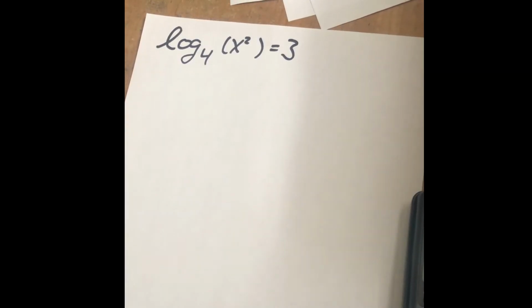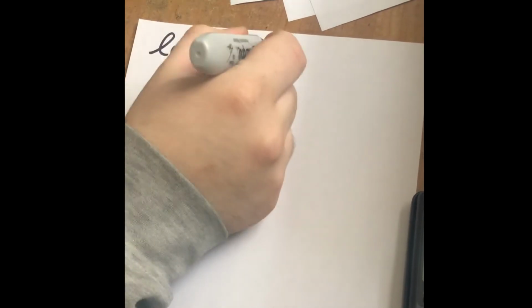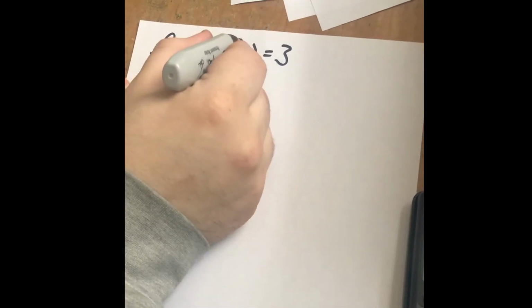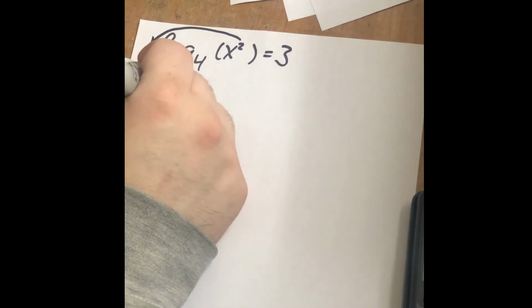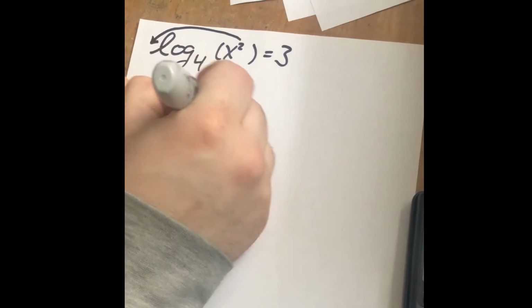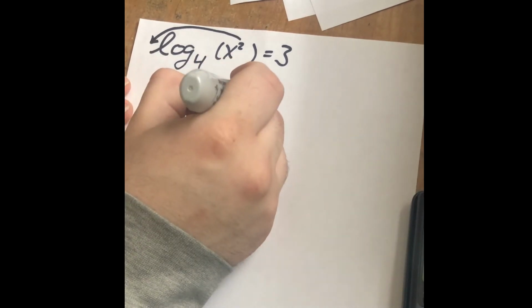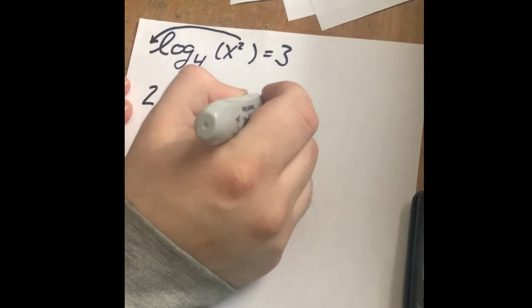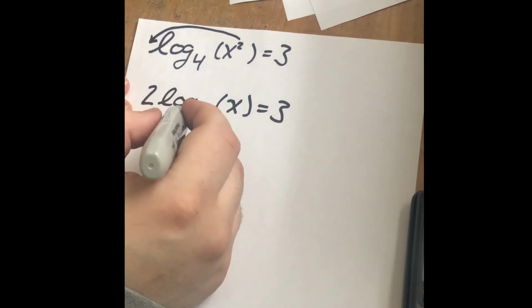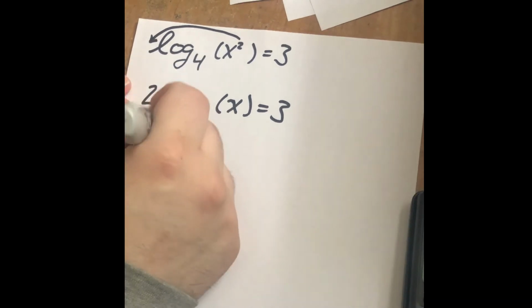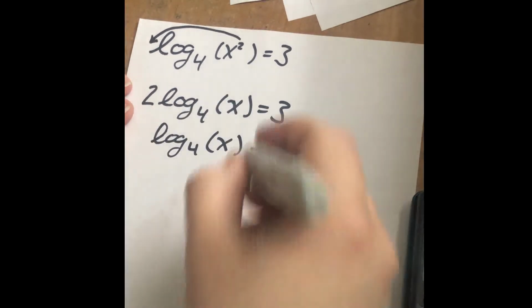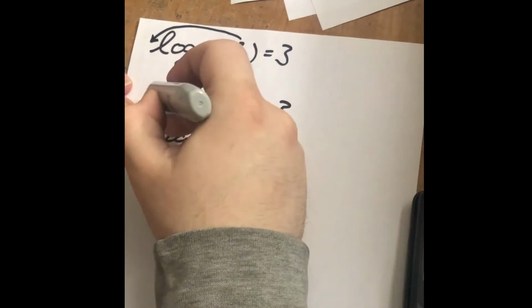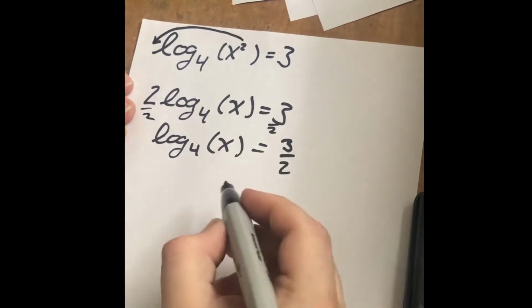The next example I'm going to look at is log base 4 of 2x squared is equal to 3. So we can take this squared, put it outside the logarithm, and say 2 log base 4 of x is equal to 3. We can say that log base 4 of x is equal to 3 over 2, right? Because we can just divide 2 from both sides.